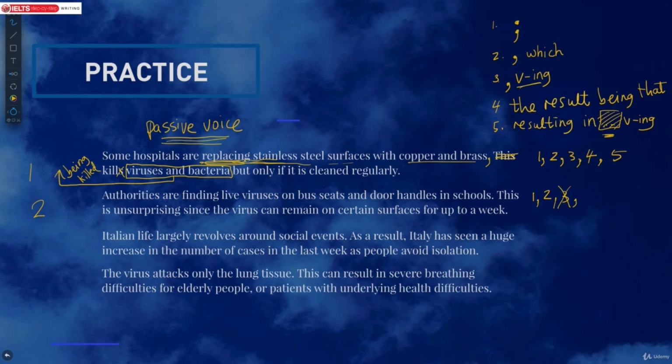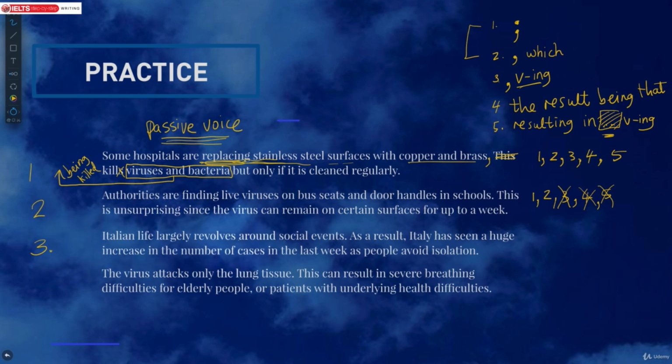Okay. Number 4, the result being that finding live viruses, the result being that this is unsurprising. No, it's not. There's no result here. So number 4 is out. Okay, and number 5 is out as well. There's no result in this case, so only number 1 and number 2 could be used for number 2.